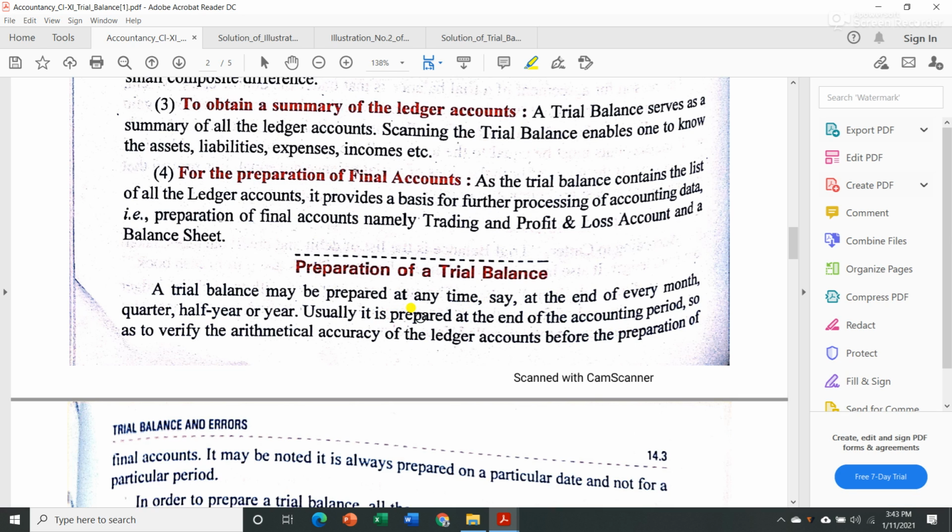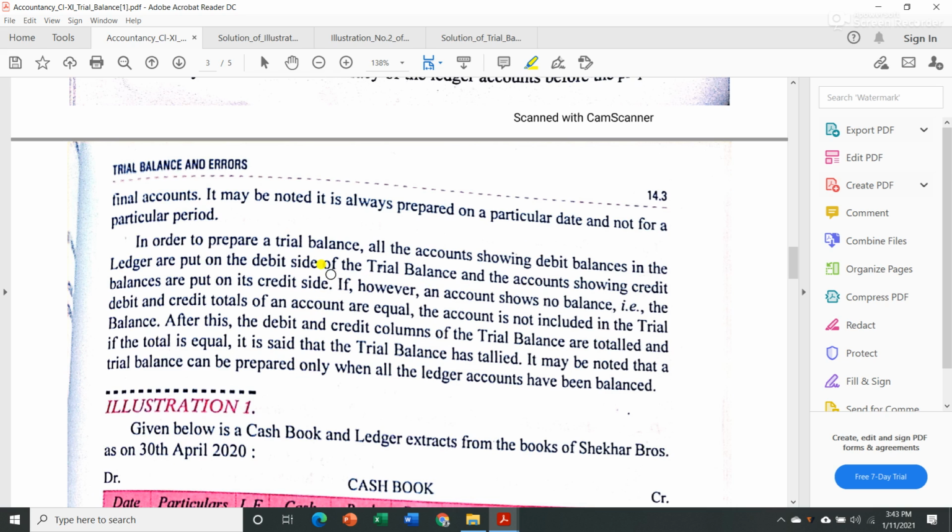Okay, it is prepared at the end of the accounting period so as to verify the arithmetical accuracy, because whenever we need to prepare trial balance we have to prepare all the ledger accounts. So usually it is prepared at the end of the accounting period, so that you don't have to prepare ledger accounts over and over again every month if you want to prepare trial balance every month. Then in order to prepare a trial balance, all the accounts showing debit balances in the ledger are put on the debit side. This all things okay.